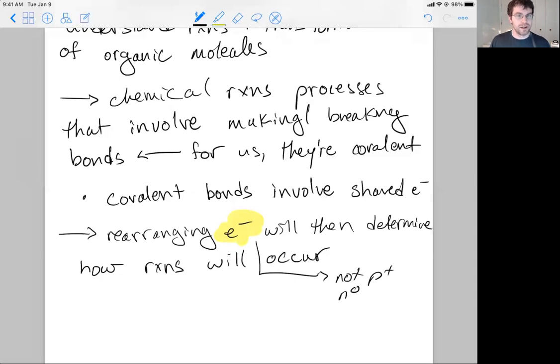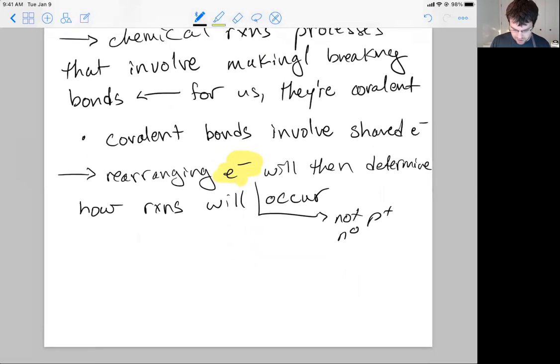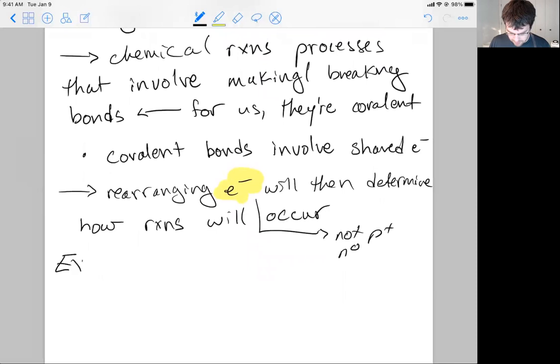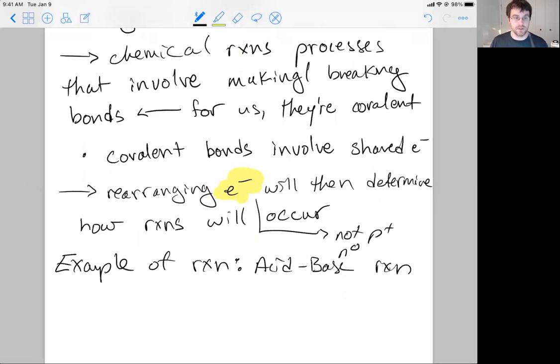So what I want to do is show an example of a reaction, and not just any reaction, one of the most important reactions. An example could be an acid-base reaction, one of the most fundamental reactions in all of chemistry. Now, if we take the classic Bronsted reaction, we take a hydrogen cation.